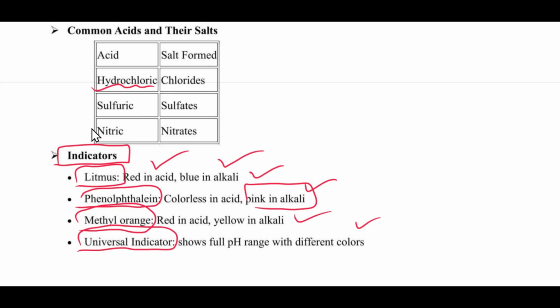Or sometimes they will give you the color, that the color of the methyl orange is red. So which solution is this one? If they give you a red color, then it means it's an acidic solution. And what will be the color of methyl orange in alkaline solution? It will always be yellow. The actual color of methyl orange is orange. So the color will change to red if you add it into acid, and if the solution is alkaline, the color will change to yellow.